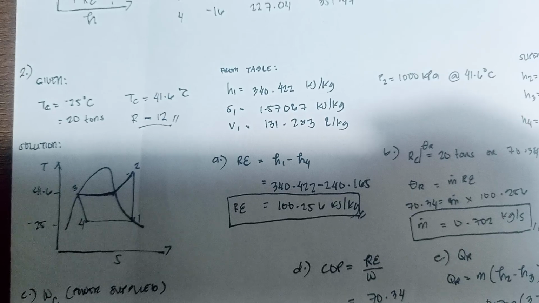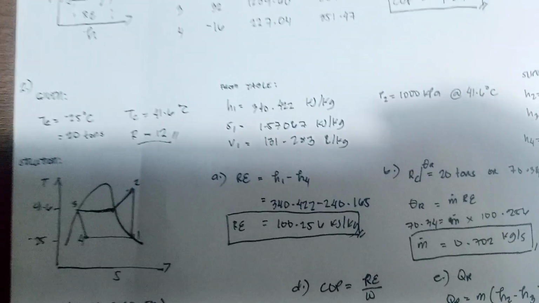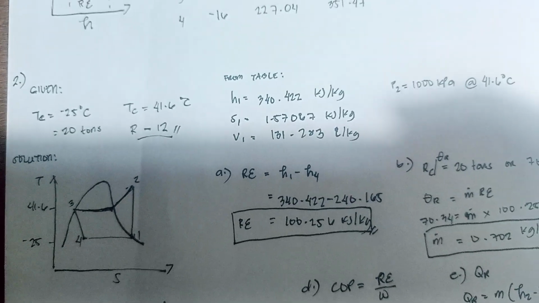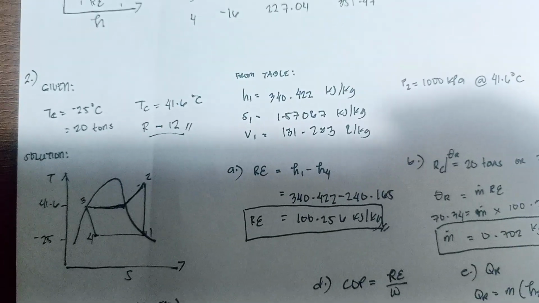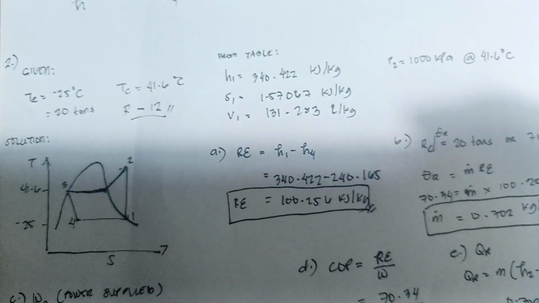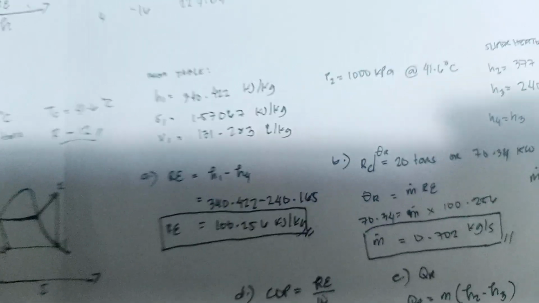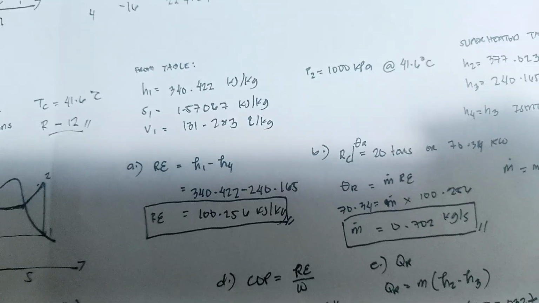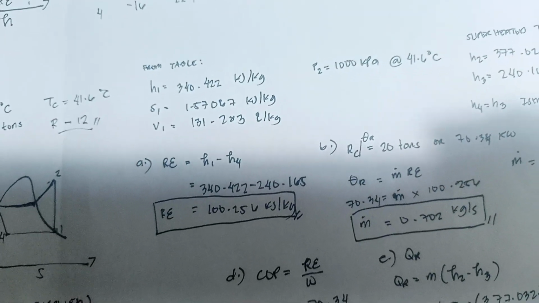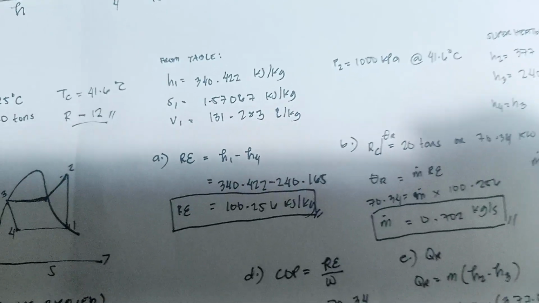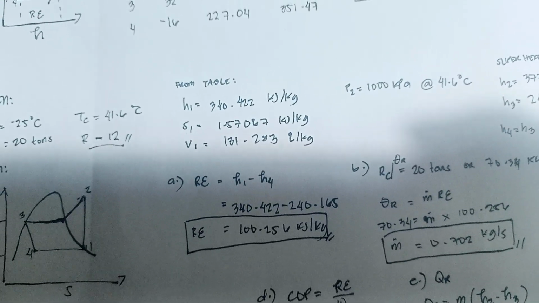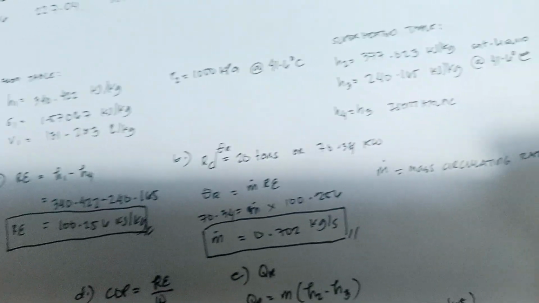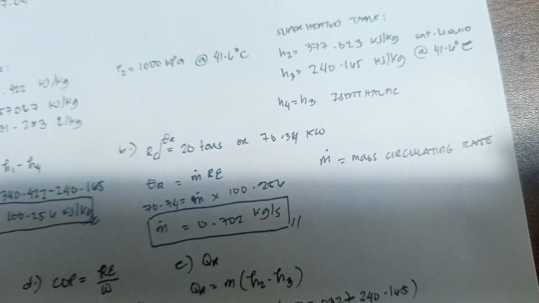Then we first write the TS diagram. Here the temperature is located. We have now negative 25, then 41.6. Now to solve the refrigerating effect, we have H1 minus H4, then direct substitution. We got now 100.256 kilojoules per kilogram.